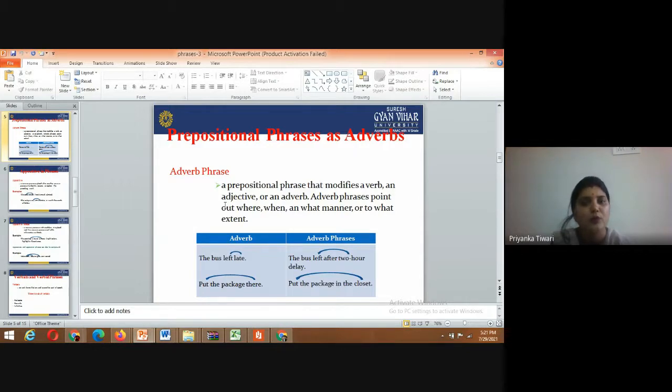Now, prepositional phrases as adverbs. An adverb phrase is a prepositional phrase that modifies a verb, an adjective, or an adverb. Adverb phrases point out where, when, in what manner, or to what extent. For example: the bus left late; put the package there. The bus left after a two-hour delay; put the package in the closet.